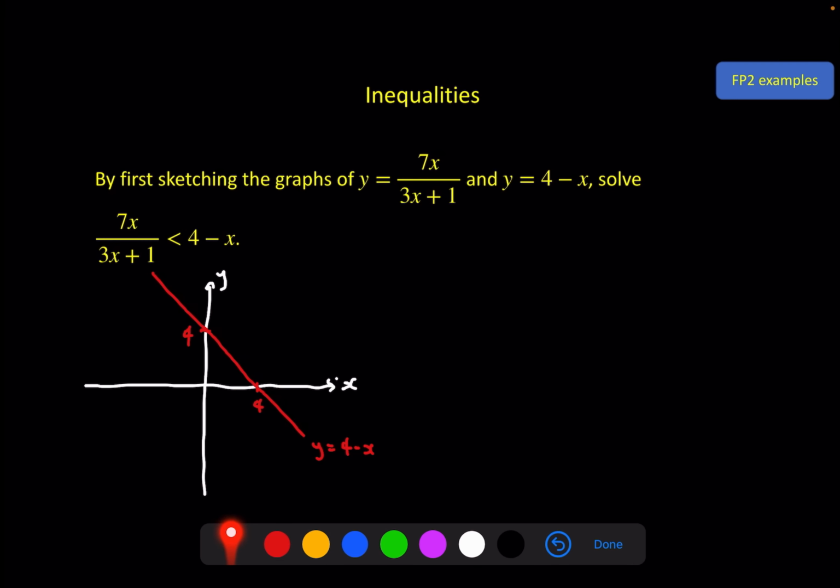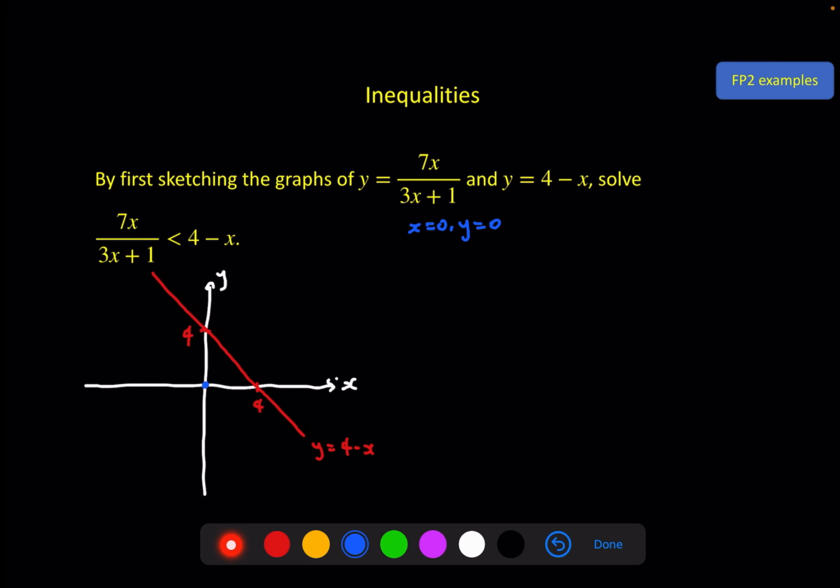We can consider points of intersection with the axes. Obvious one to start with, what happens when x is 0? If x is 0 here, 0 here, 0 plus 1 is a 1, 0 divided by 1 is a 0. So when x is 0, y is 0 as well. That tells me it passes through this point in the center.